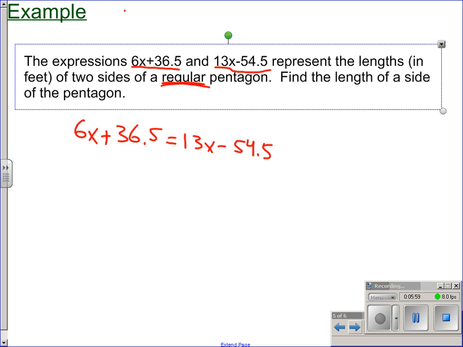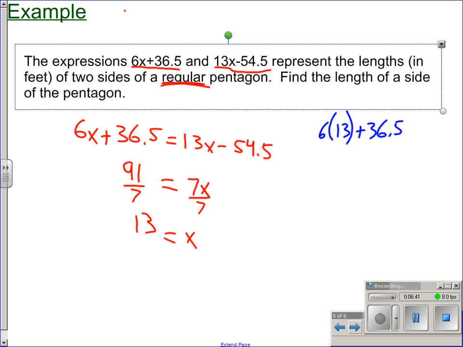So I'm going to subtract the 6x from both sides, leaving us with 7x on this side of the equal sign. I'm going to add 54 and a half. That is going to make that 91, and divide by 7. X equals 13. Yeah, x is 13. Okay, the question says find the length of a side. We know what x is. Pick one of your two expressions and plug it in to figure out the actual length of the side. So 6 times 13 plus 36.5.